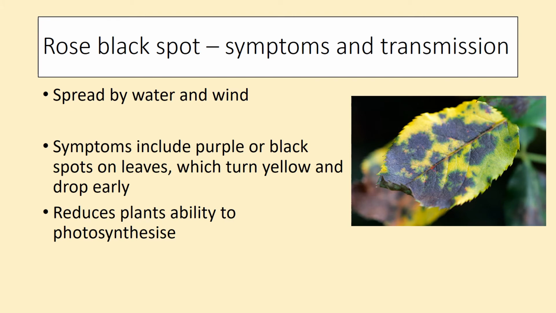So looking at rose black spot disease, it's spread by water and also by wind. And again, the symptoms do include purple or black spots on leaves. Now, this is a problem because it impacts the plant's ability to photosynthesize. Because that ability to photosynthesize is reduced, the plant will not grow as well as it normally would, and it impacts the plant growth and what the plant is able to produce.